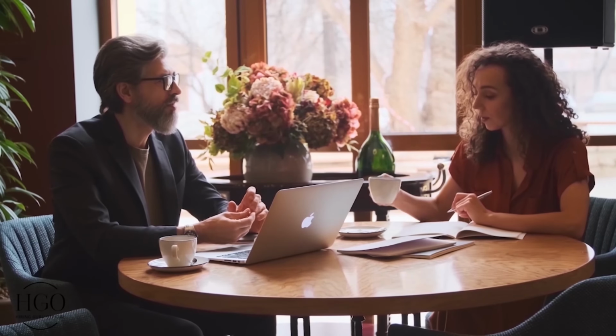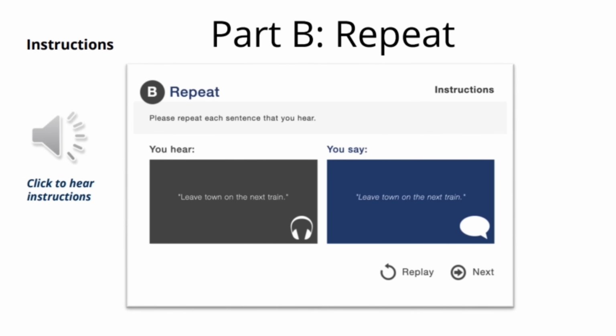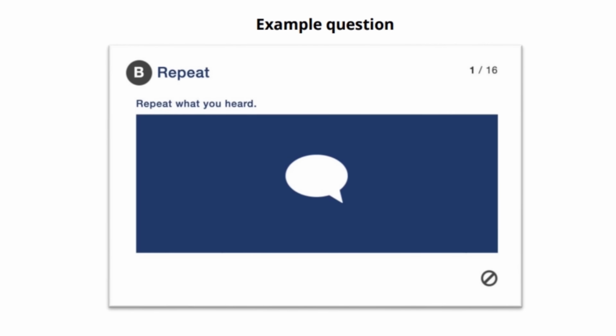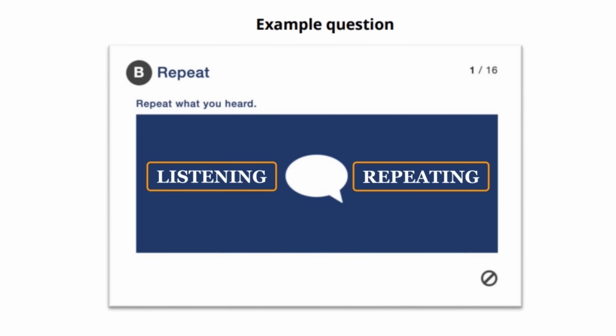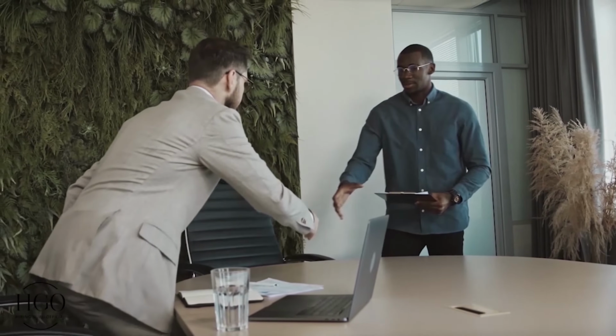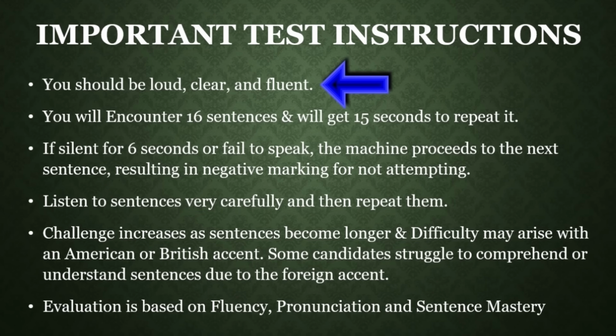Let's move on to our next section, part B, repeat. In this section, you will hear an automated voice that will speak a sentence to you, and you must repeat it exactly as you hear it. This section is all about listening and repeating these sentences. For example, the machine will say, leave town on the next train, and you must respond by repeating, leave town on the next train. Be loud, clear, and fluent. You will encounter a total of 16 sentences, and for each sentence, you will have 15 seconds to repeat it.